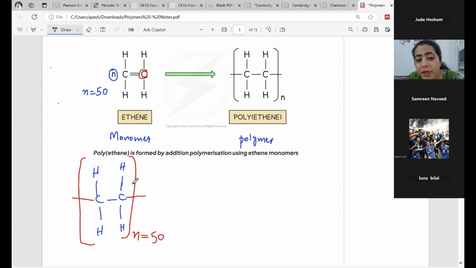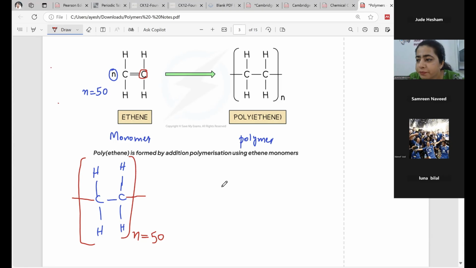Plus one more thing. This bond that is single, which is extended on both sides, it should come outside the bracket. Okay, it should not stay in the bracket. It has to cut and come outside the bracket from this side, outside the bracket from this side. It means this thing continues on both sides.